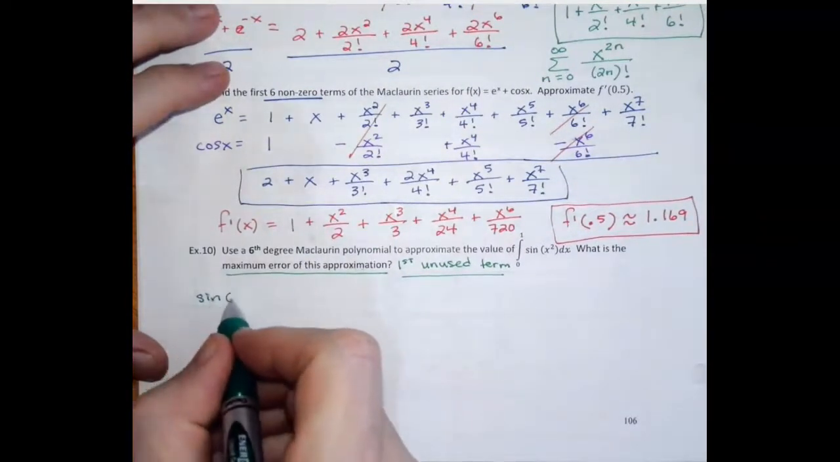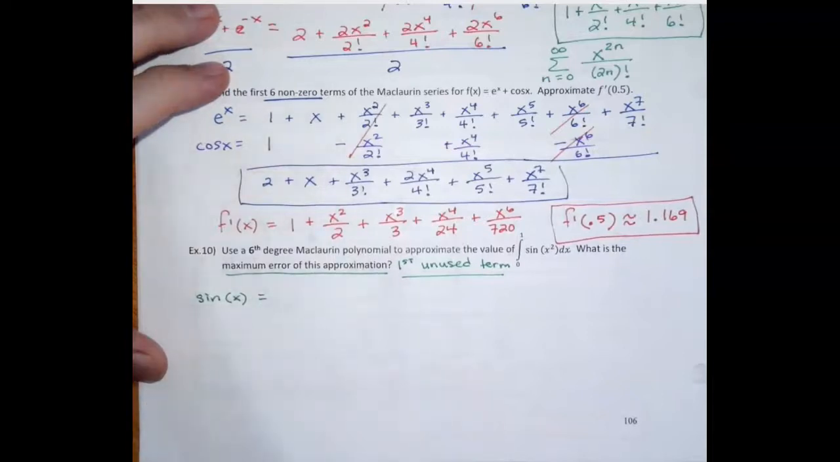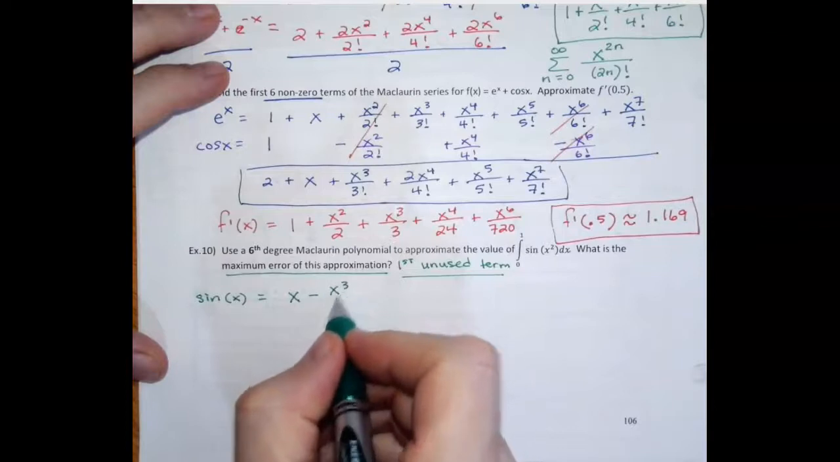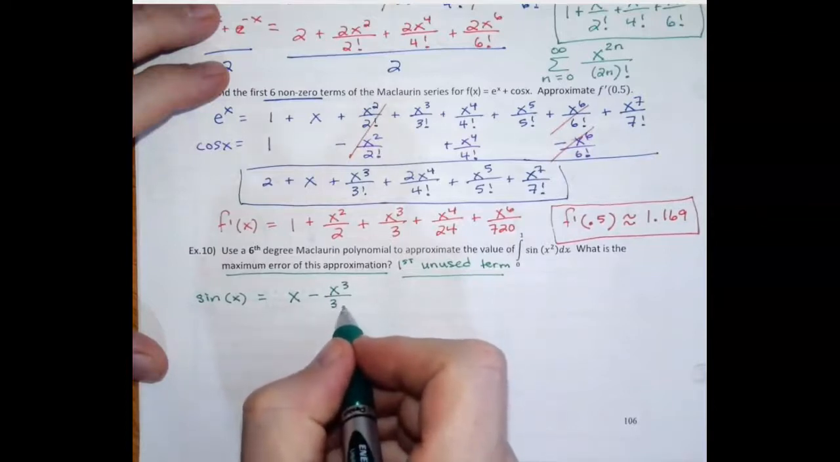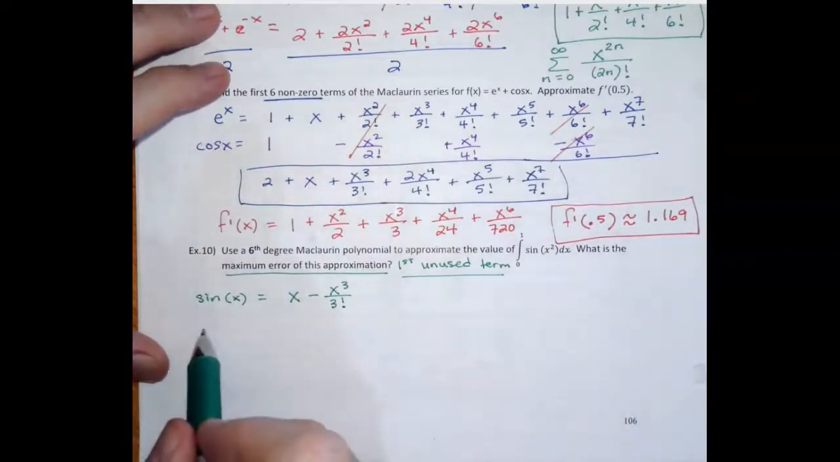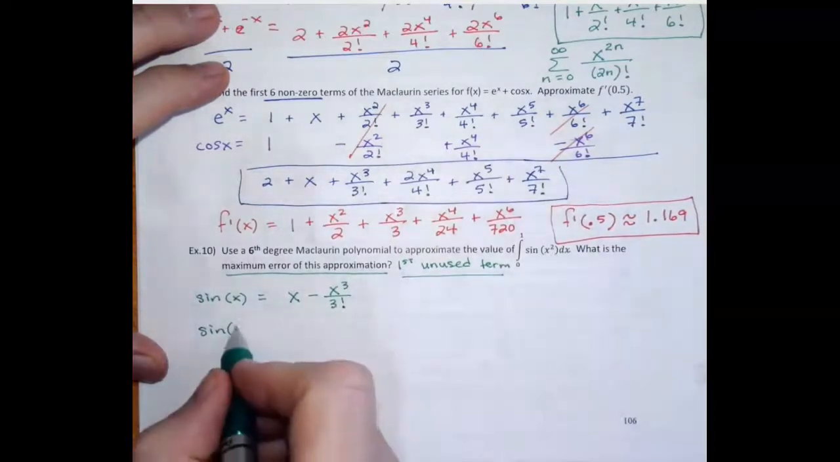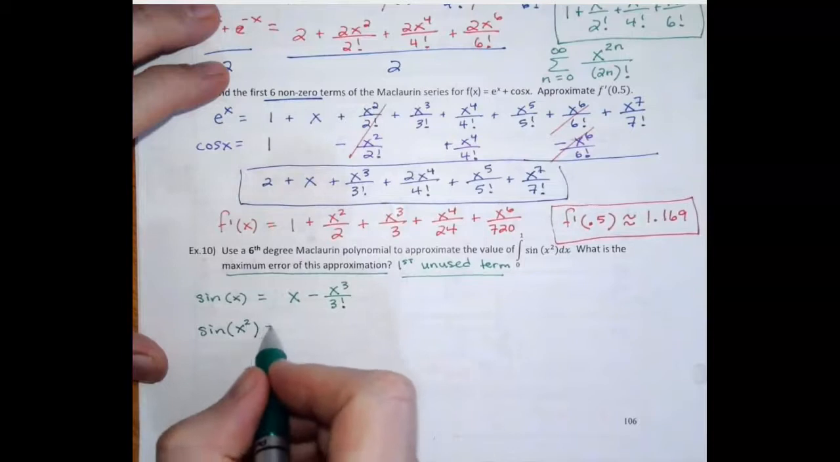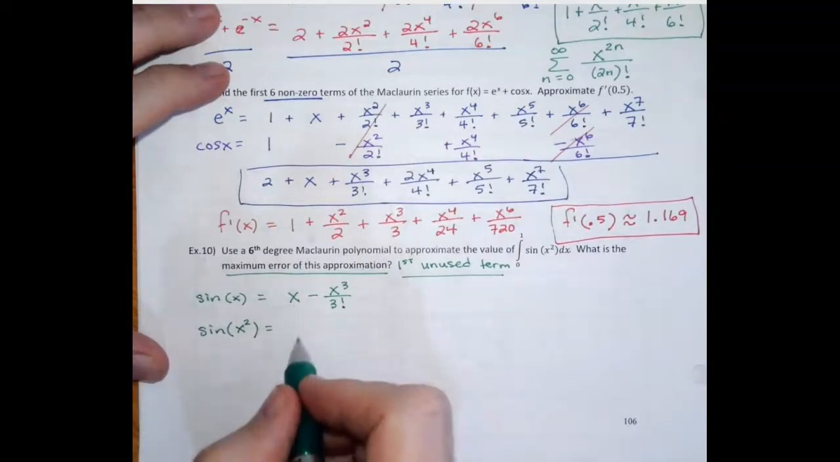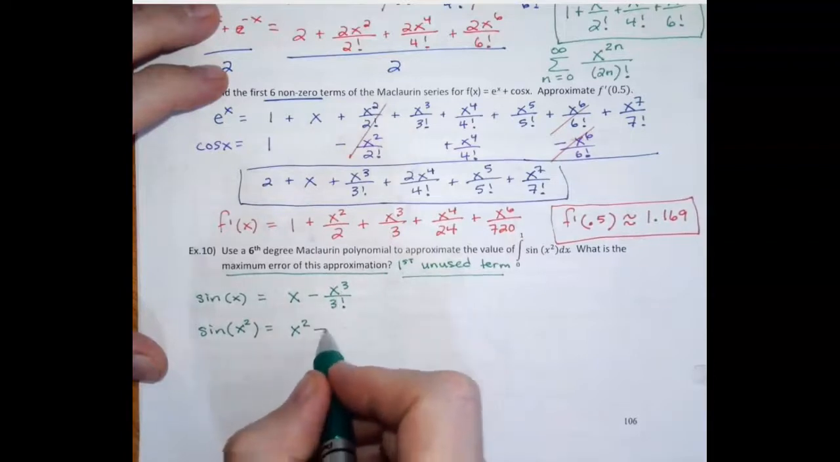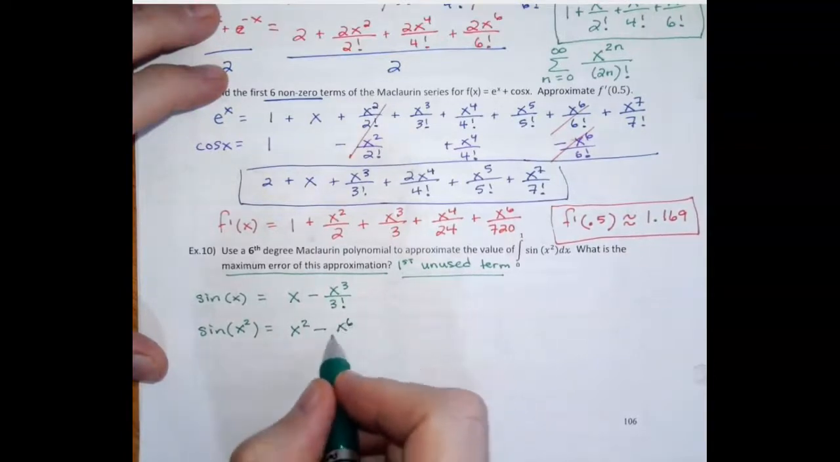So we need to keep that in mind as we're generating our list. So for the sine of x, remember sine starts with x, and then it's going to go x cubed over 3 factorial. Now if you think about it, we're going to be substituting in x squared here. So you notice I kind of paused right there. If we're sticking in x squared, then this is going to become x squared. And we stick in x squared here, that's going to become x to the 6th.